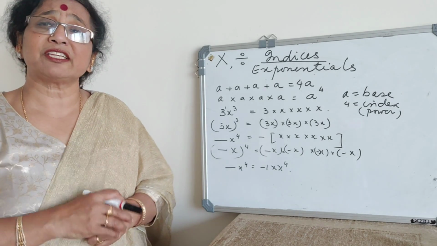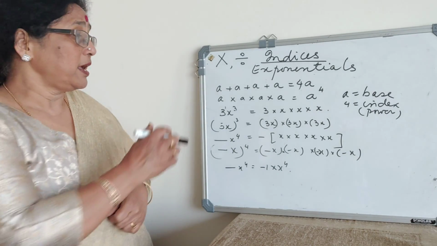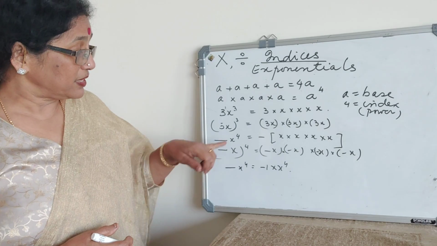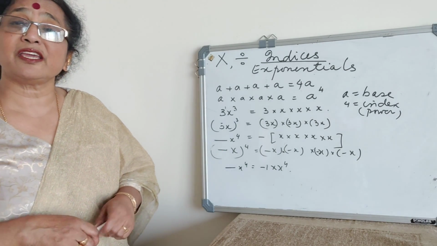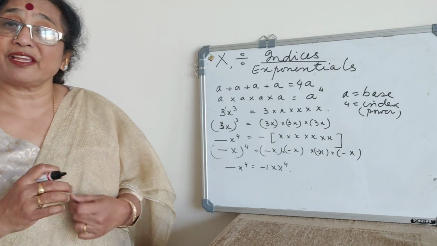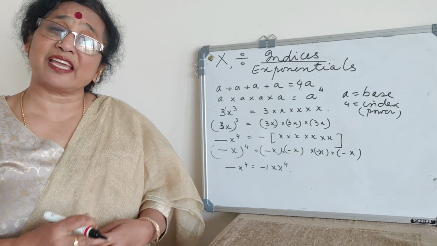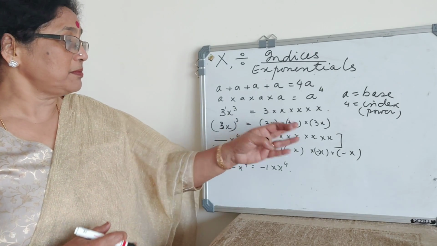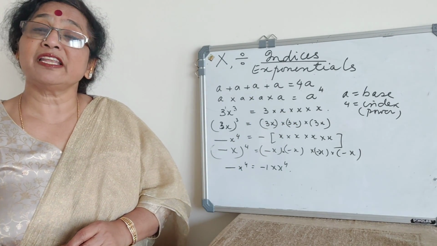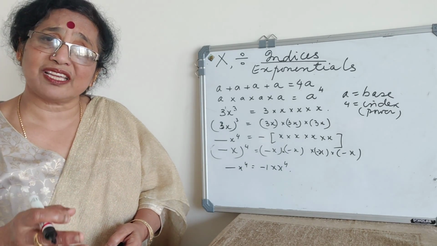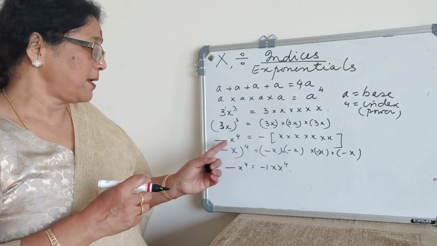Like when you have 3 times x cube, it's 3 into x into x into x. The x is being raised to the power of 3, not 3. It is 3 raised to the power of 1 into x cube. The other one is 3x to the power of 3. The 3x is in the bracket, so it is 3x into 3x into 3x, which becomes 27x cube.